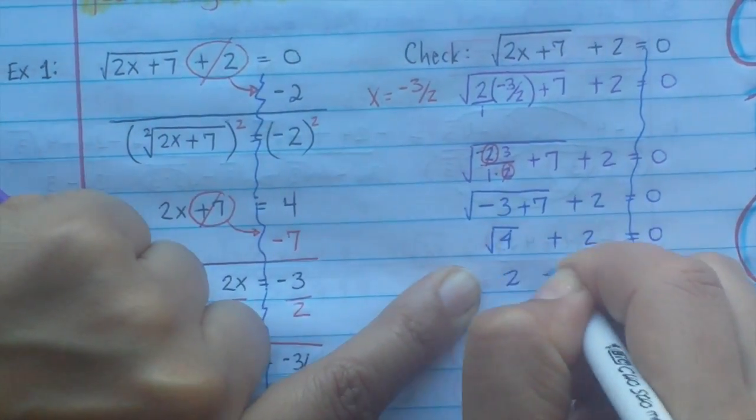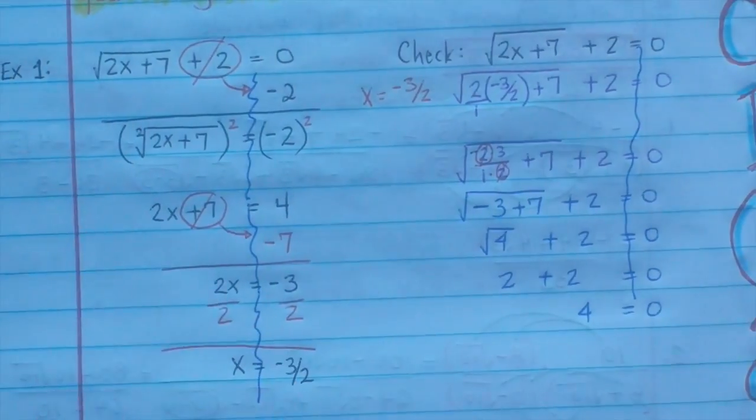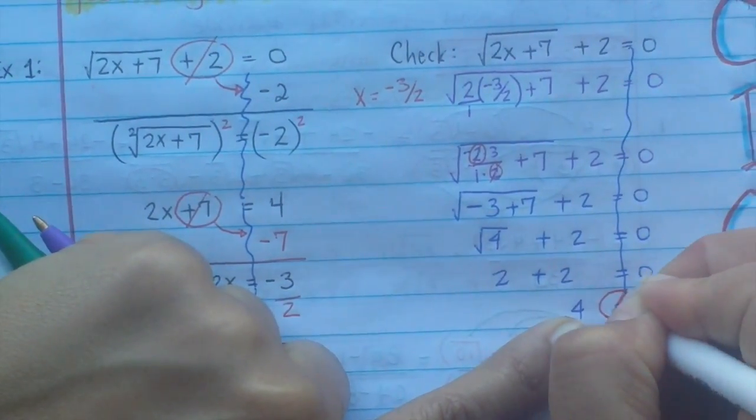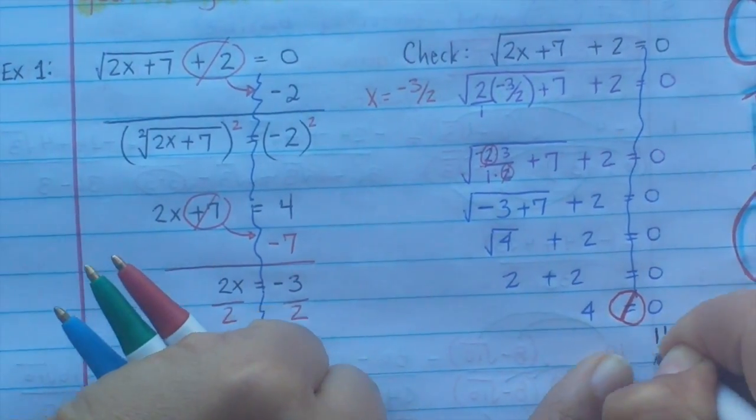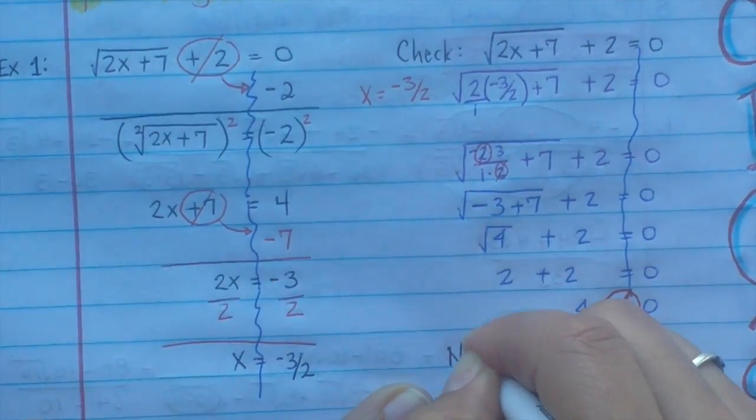Alright, what's the square root of 4? 2 plus 2 equals 0. 4 equals 0. Is that true? Is 4 equal to 0? No, it's not true. So really in this question, -3 over 2 is not a solution. This question does not have a solution.